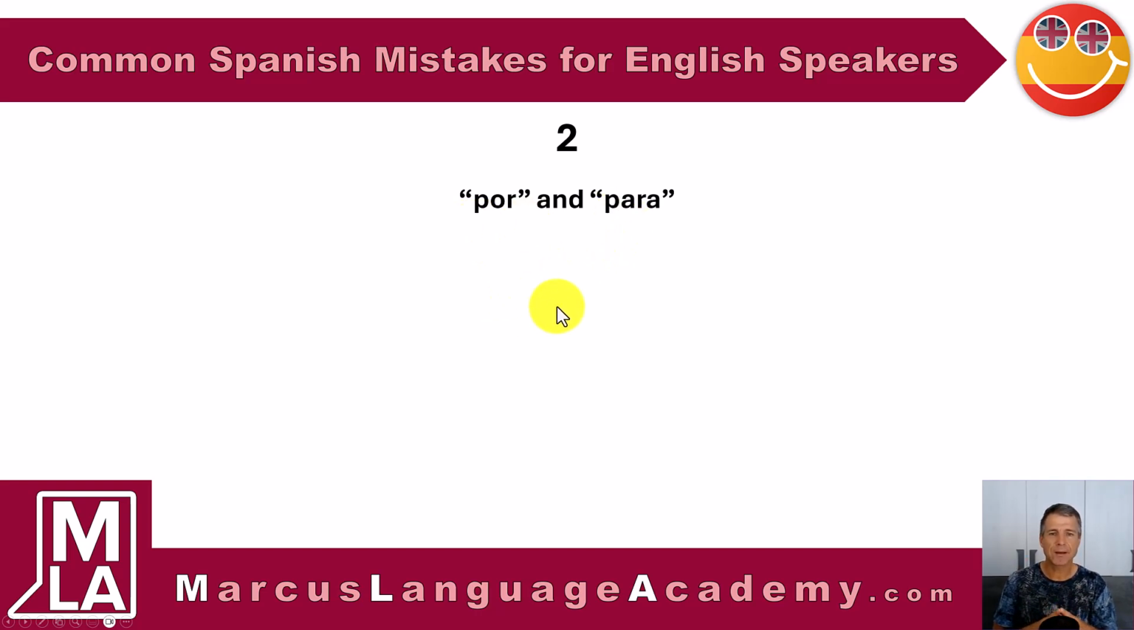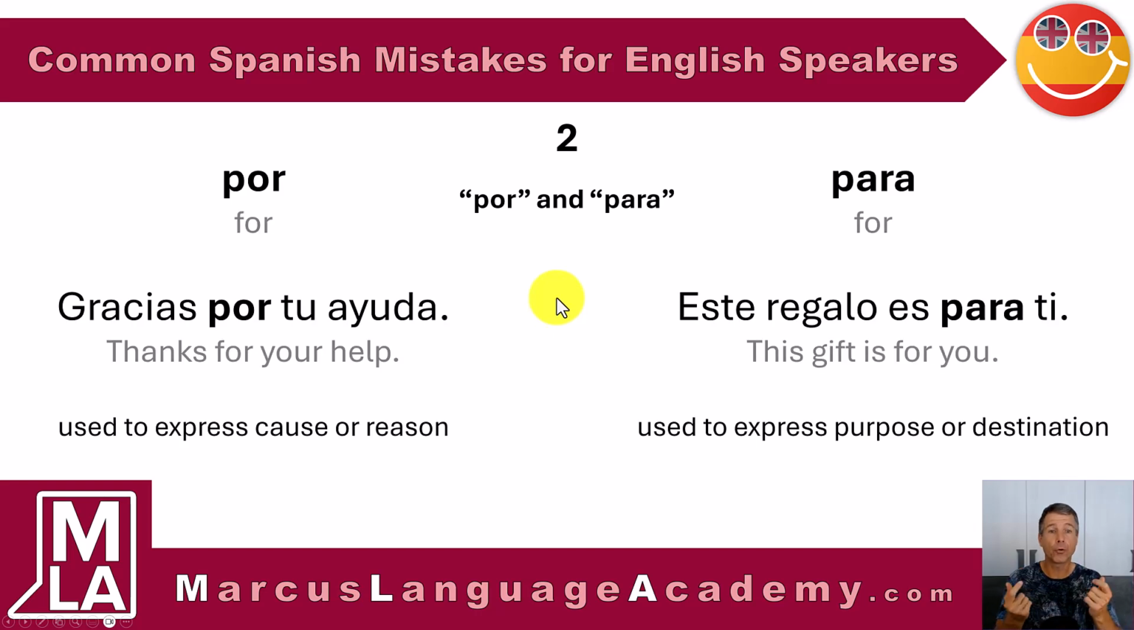These two prepositions can both translate to for in English, but they have different uses in Spanish. Por is often used to express cause or reason, while para is used to express purpose or destination. For instance, you would say, gracias por tu ayuda. Thanks for your help, because you are expressing gratitude for a cause.